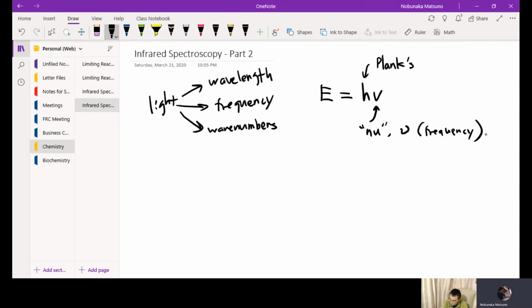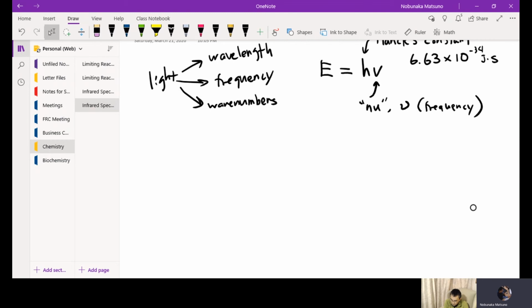Let's rewrite this. Planck's constant. For this class, you don't have to remember what Planck's constant is. I'll give it to you in the equation sheet. Basically, Planck's constant is 6.63 times 10 to the minus 34th joules times second. Again, you don't have to memorize it. And nu is the frequency.